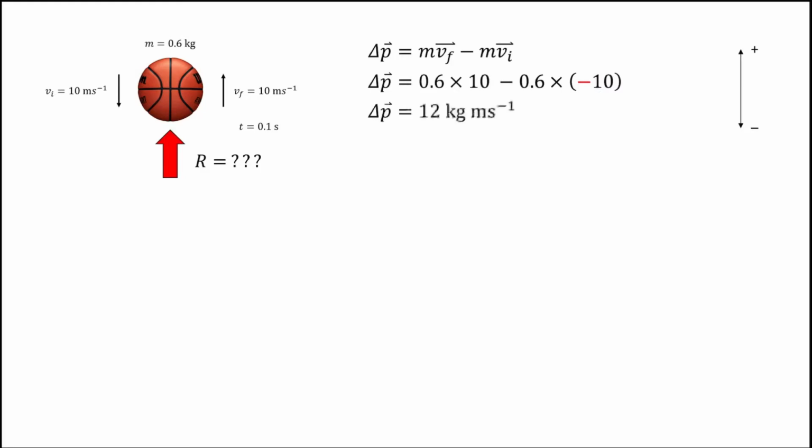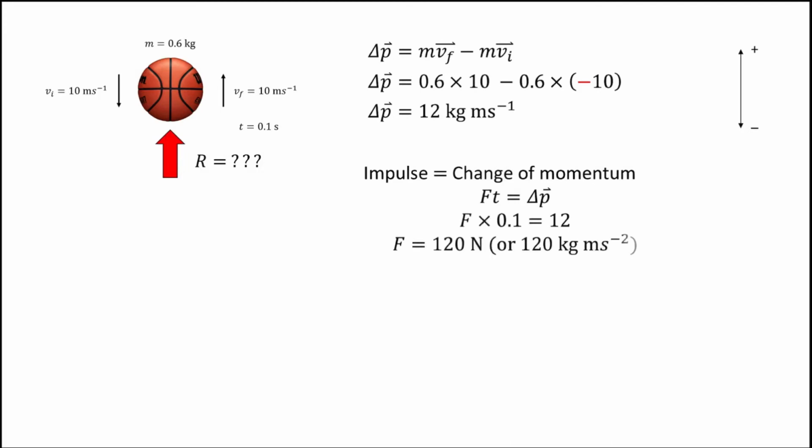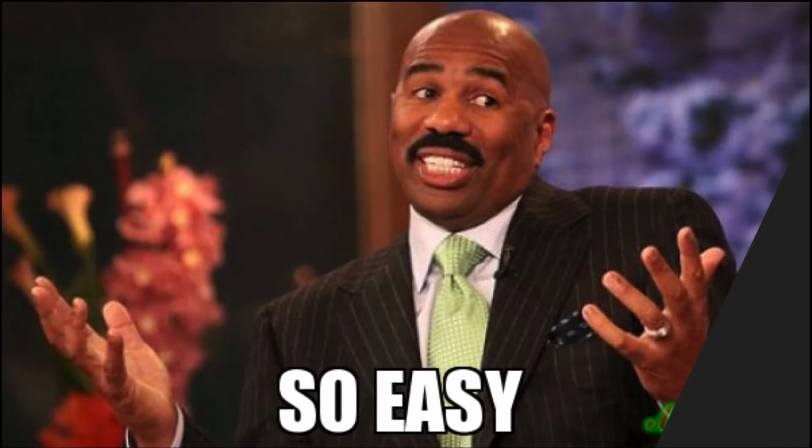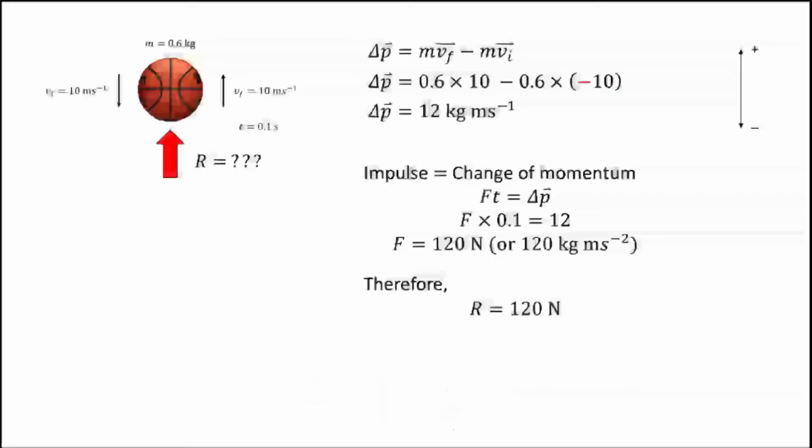Now, delta P is found to be 12 kg meter per second. Easy, right? Note that impulse Ft equals the change of momentum delta P. After substituting the time of impact 0.1 second into the equation, we know that F equals 120 kg meter per second squared, or equivalently 120 Newton. So the average reaction force R equals 120 Newton. Done! So easy, where's the tricky point?